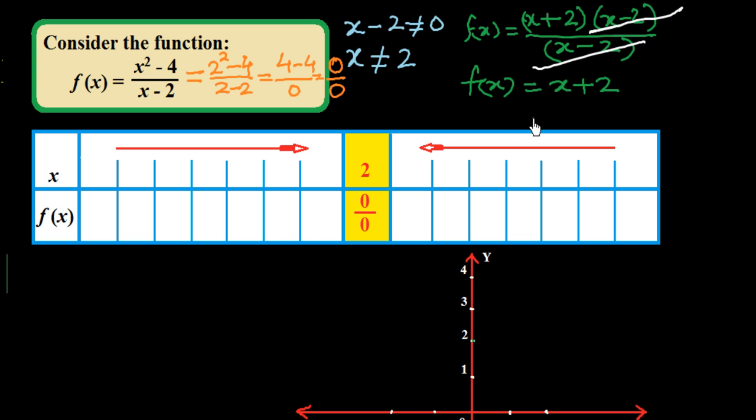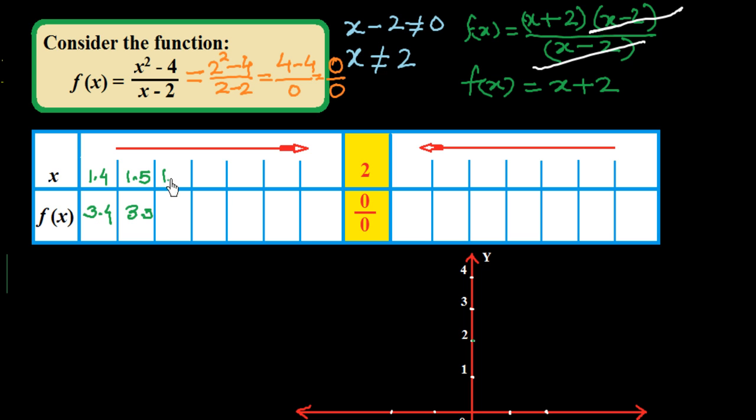So now in this table we put values close to 2 from the left and the right side, both sides. We see we approach these values here. If I put 1.4 here, f of x is equal to x plus 2, so 1.4 plus 2, that is 3.4. I am getting 3.4 here. If I put here 1.5, then see what happens now. It is 3.5.